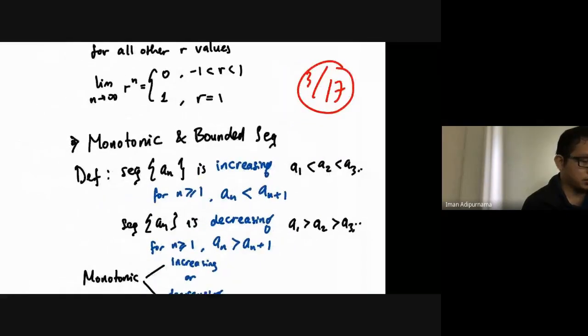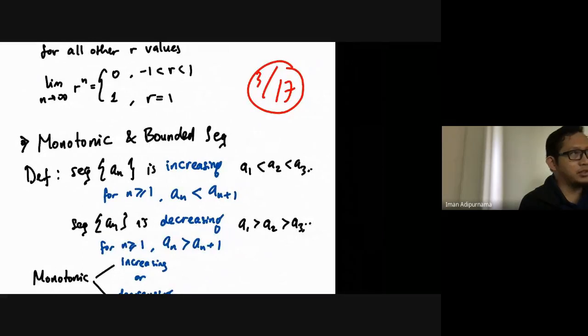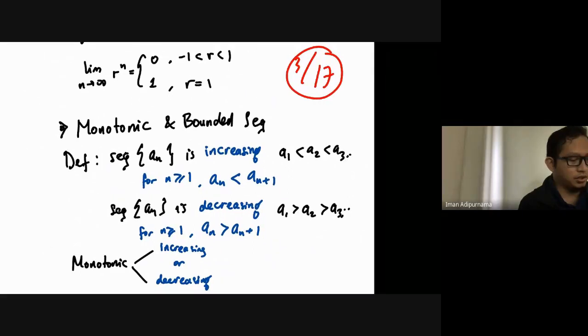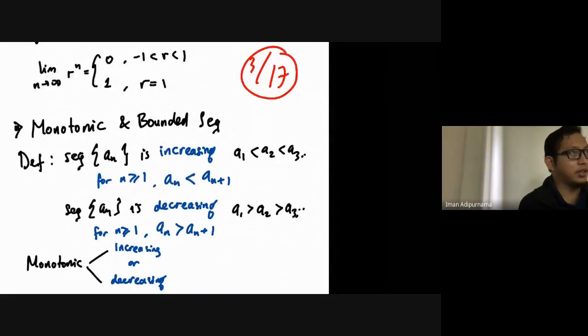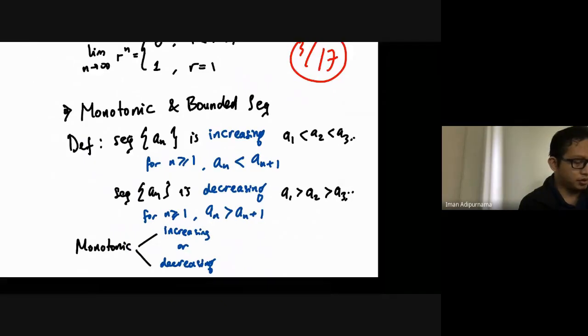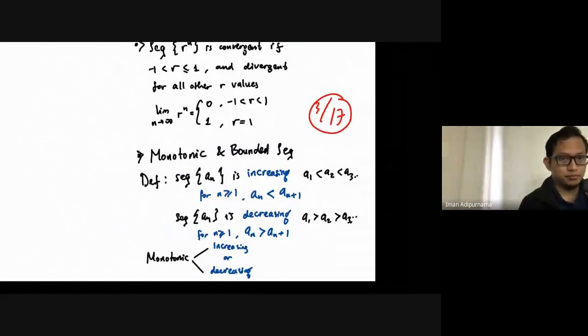For example, for an increasing monotonic sequence, the first term is less than the second term, and so on and so forth. And if the sequence is decreasing, then the value is decreasing. Okay, I think that's understandable.